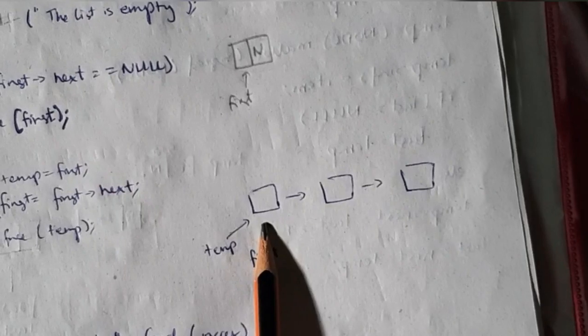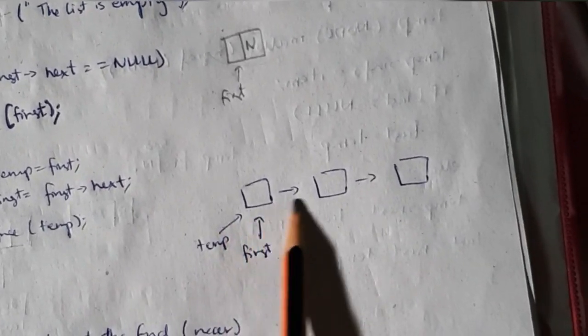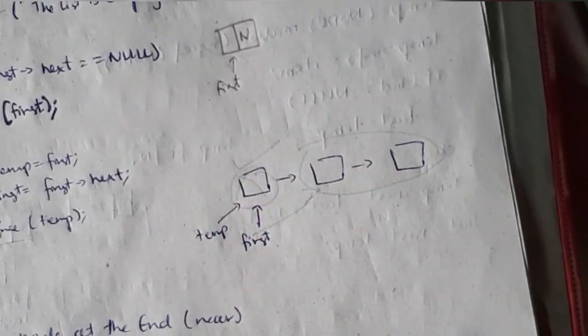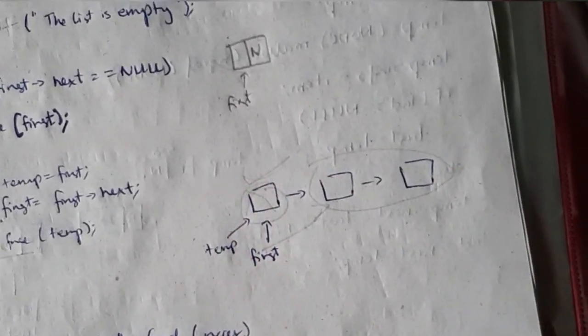You will make first point to this one, that means first is equal to first arrow next, so first will be pointing to here, and free temp. Okay, you will deallocate this memory, so the list will be this. You have deleted the first node here.